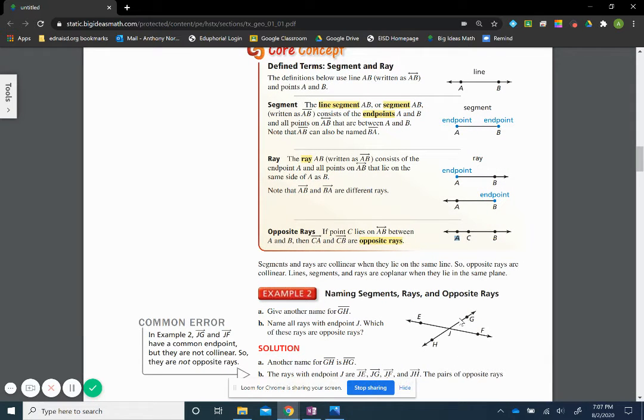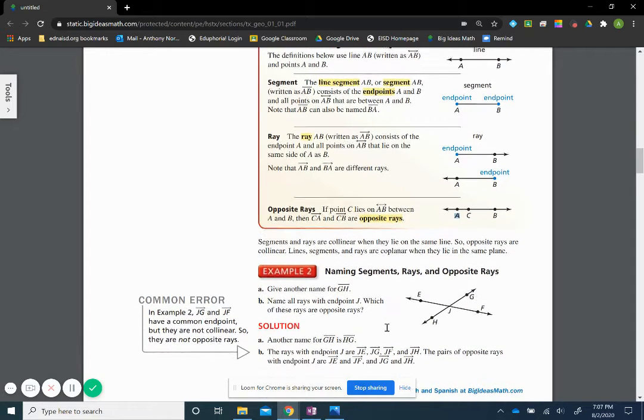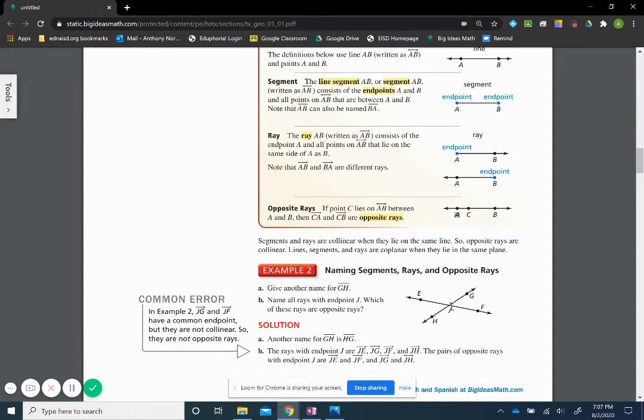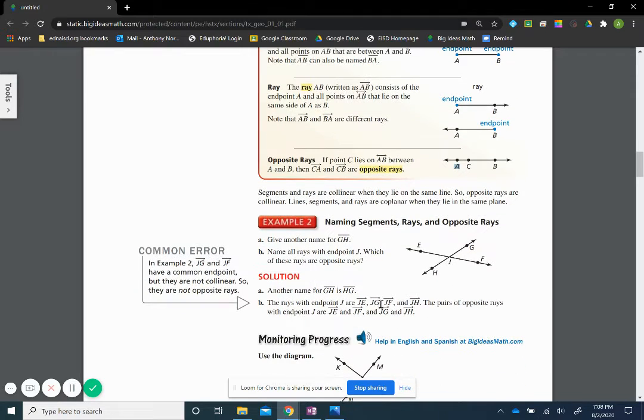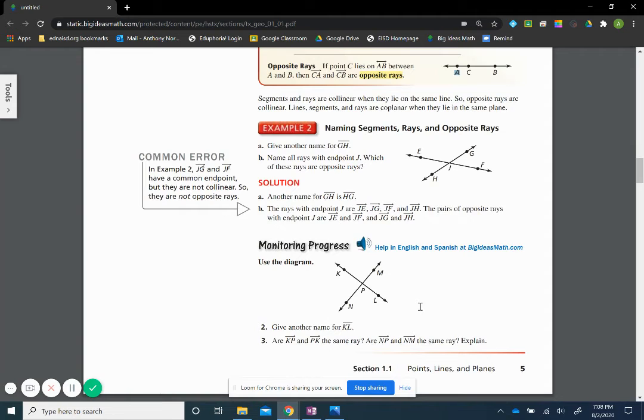So we need another name for line segment GH. As noted earlier, we can go the opposite direction, HG, as shown here. Then name all the rays with endpoint J, which just means all these are endpoints. So we have ray JG going this way, JF this way, JH this way, JE. Another name, yes.